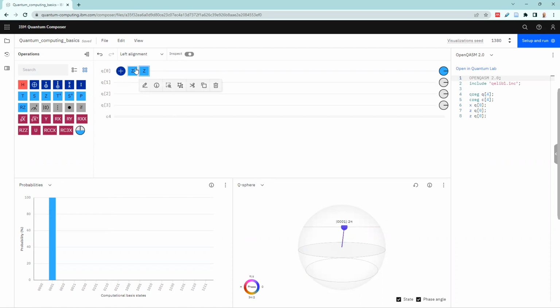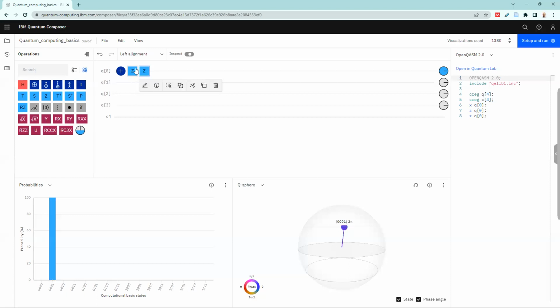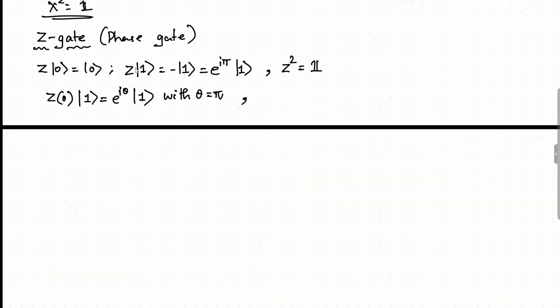So both of them apply a phase of 2 pi together, and 2 pi phase is basically coming back to the same place in the coordinate space, right? So we can also say that Z square is equal to 1. So you can say that Z square is also equal to identity. All right. So that's about the Z gate.